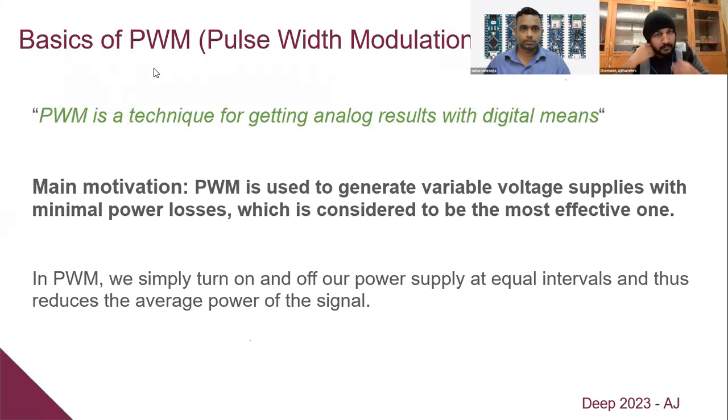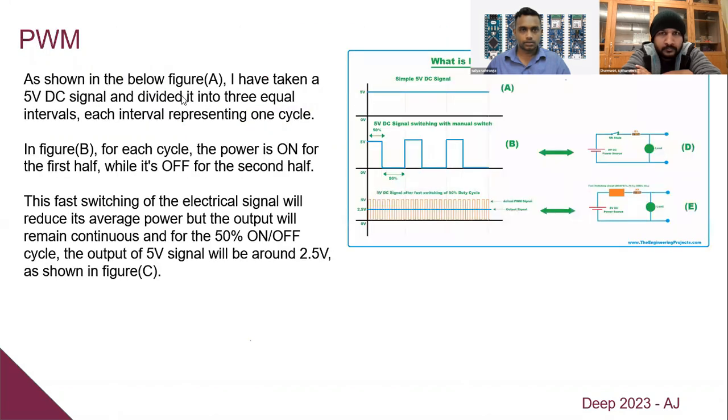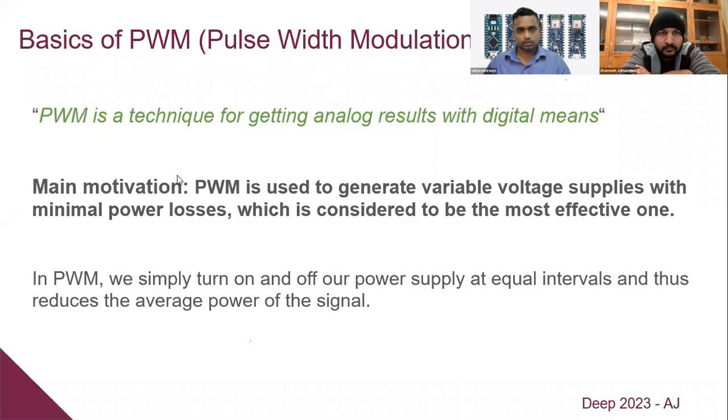So now we're going to talk about PWM. PWM stands for pulse width modulation. PWM is a technique for getting analog results with digital means. It means that you can generate analog waveforms from a digital signal.